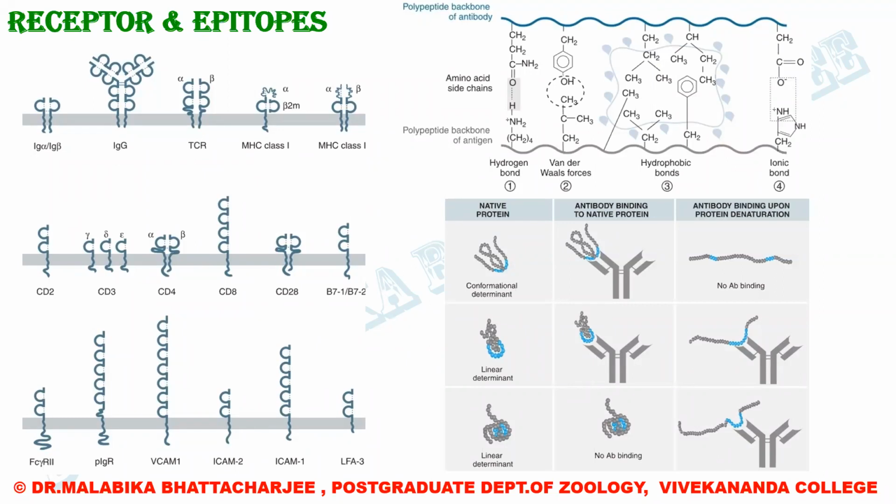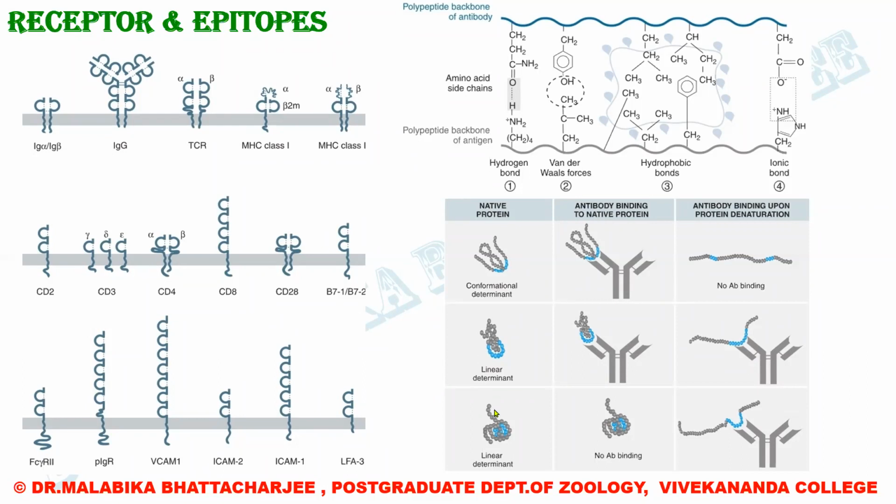But when a native protein having a conformational determinant is denatured, the determinant is lost. So after denaturation, no binding is observed. If we look into a linear determinant, you can see the antibody is binding, and on protein denaturation, the antigen can still bind with the antibody. So that's a very basic difference. I'd say it is an analytical difference between a conformational determinant and a linear determinant.